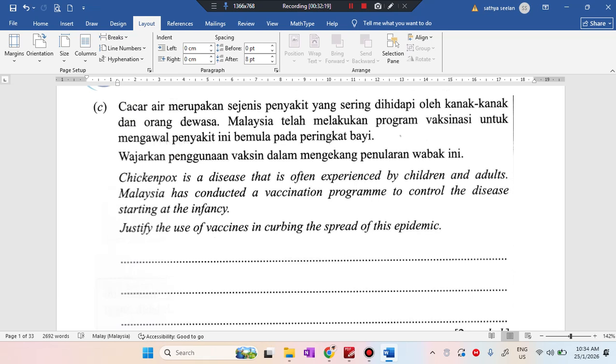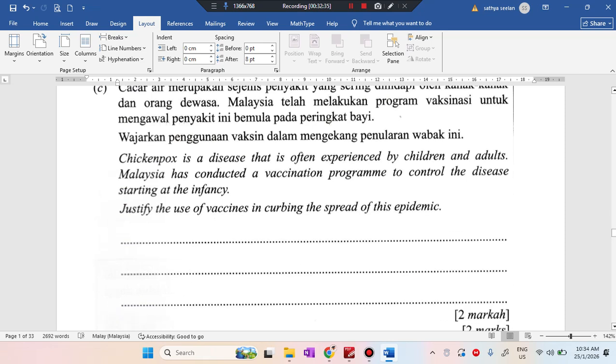Okay, chickenpox is a disease that is often experienced by children and adults. Malaysia has conducted a vaccination program to control the disease, starting at infancy. Infancy-nya maksudnya dalam peringkat bayi lah. Justify the use of vaccine in curbing the spread of this epidemic.